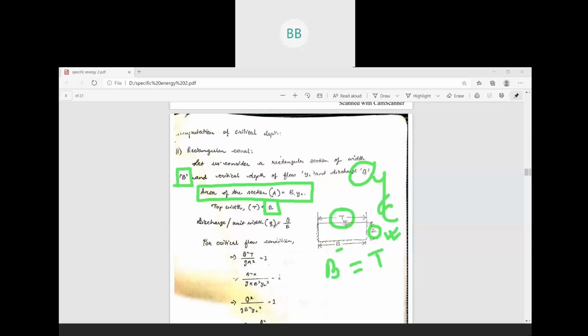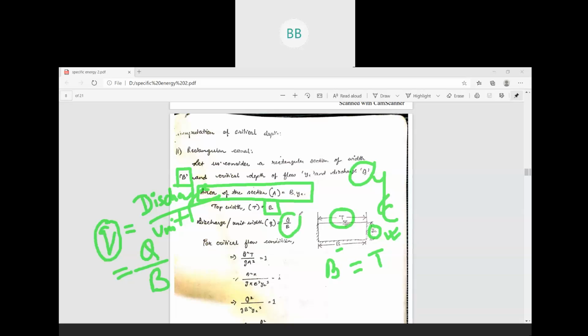Then another term, this is called small q. Small q is nothing but the discharge per unit width of the channel. It is the discharge Q divided by B, denoted by small q. So small q is nothing but Q divided by capital B, discharge divided by the width of the channel.